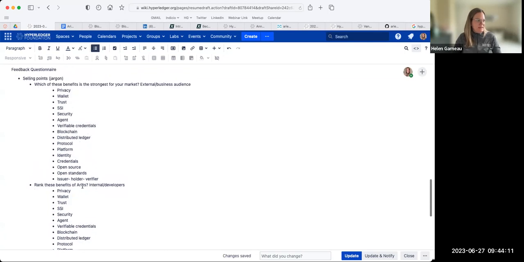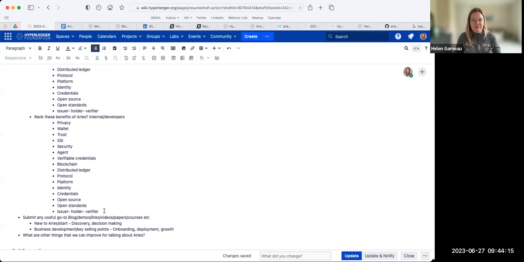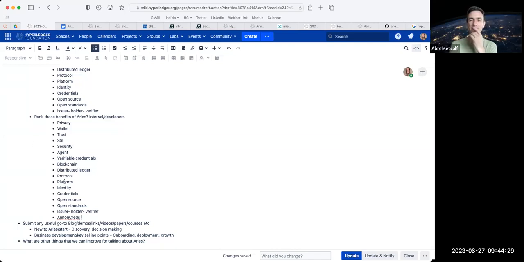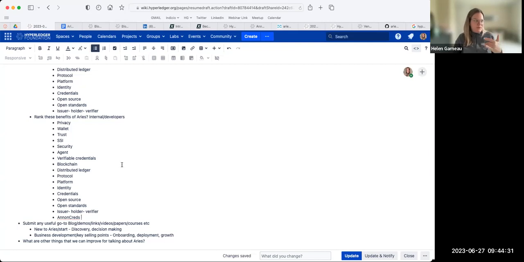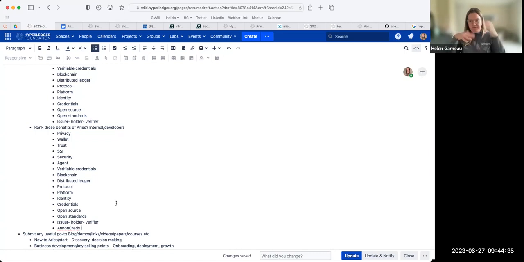I think it makes a lot of sense to move them around, like AnonCreds internal, right? How sexy is it to talk about AnonCreds? AnonCreds is one of the most important things, blah, blah, blah, but you're never going to say AnonCreds to a business decision maker in a pitch or something. So yeah, totally, play with these words. When you're doing your draft, feel free to add things, move things around, and take things out that don't make sense for either.